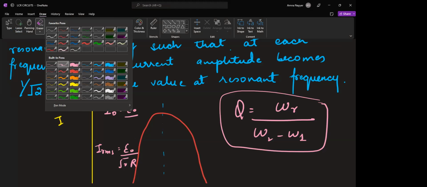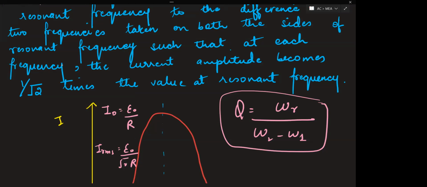At resonance, the value is I naught equal to E naught by R, such that at each of these frequencies the current amplitude becomes 1 by root 2 times I naught by R.